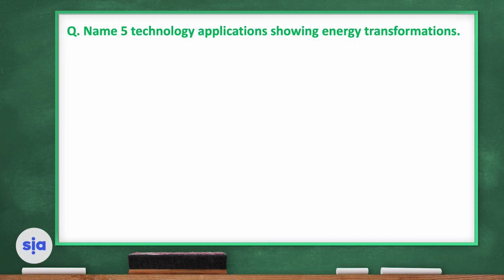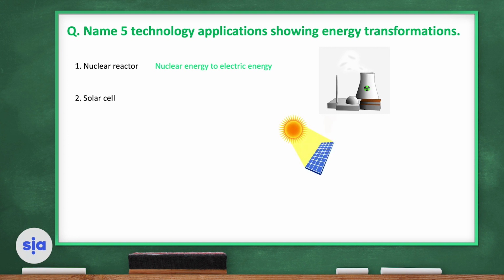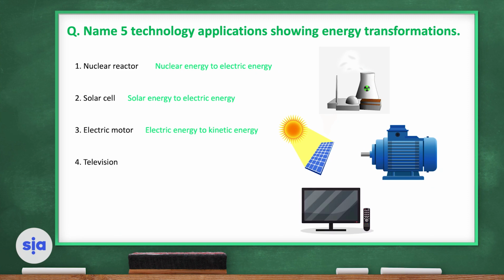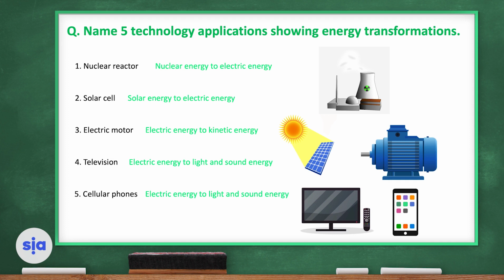Now, can you name 5 technology applications showing energy transformations? Nuclear reactor: this will transform nuclear energy to electric energy. Solar cell: from solar energy to electric energy. Electric motor: from electric energy to kinetic energy. Television: electric energy to light and sound. Cellular phones: electric energy to light and sound.